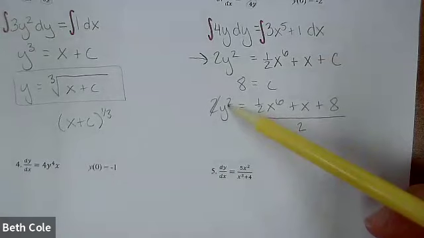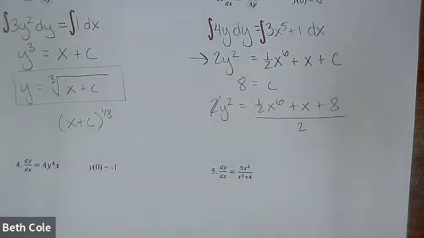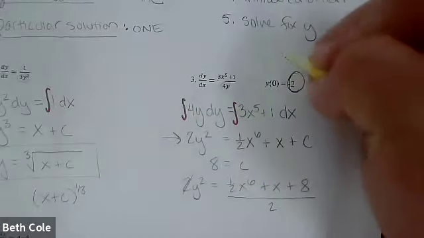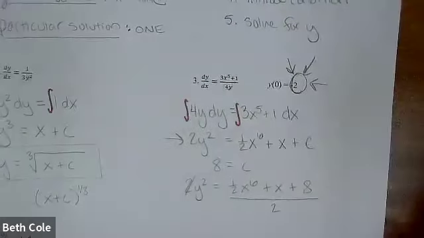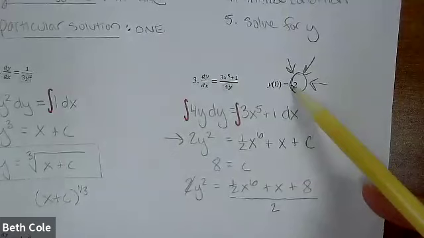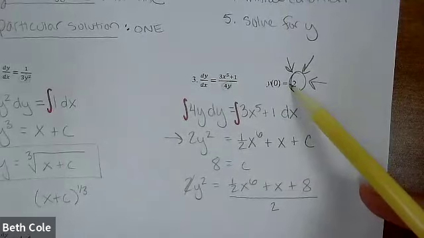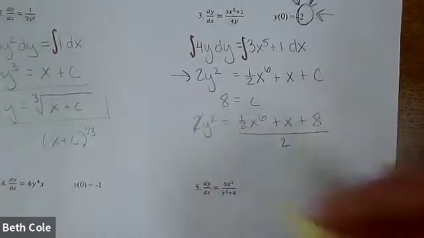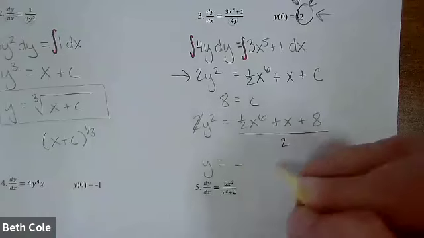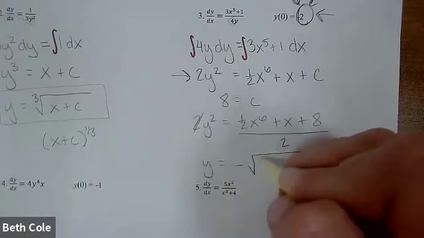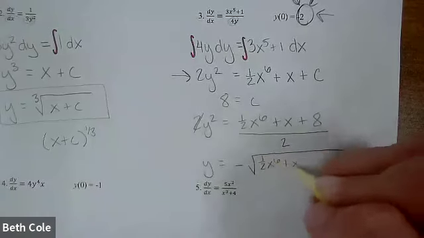See how this is squared? To get rid of a squared, we're going to do square root. Now, this is a particular solution, so we're not going to put plus minus. We're going to choose, do we want the plus or do we want the minus? And it always comes from this output value on your initial condition. Do you see how our output value is negative? We need our result to be negative. So we want the negative square root. So it's going to be negative square root of this whole mess.